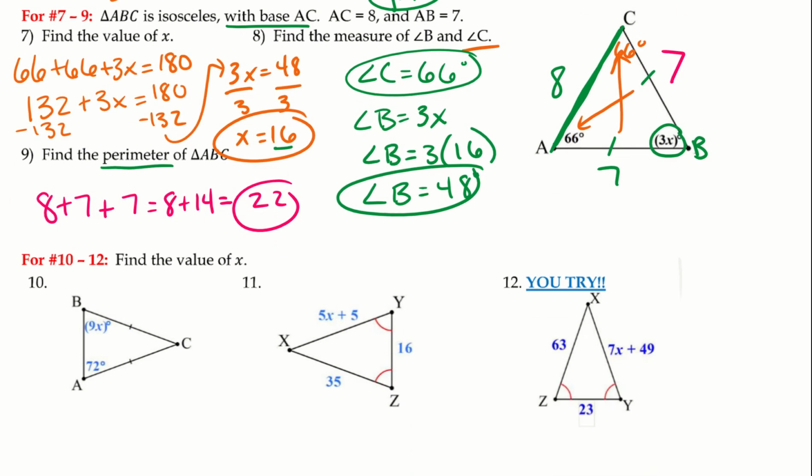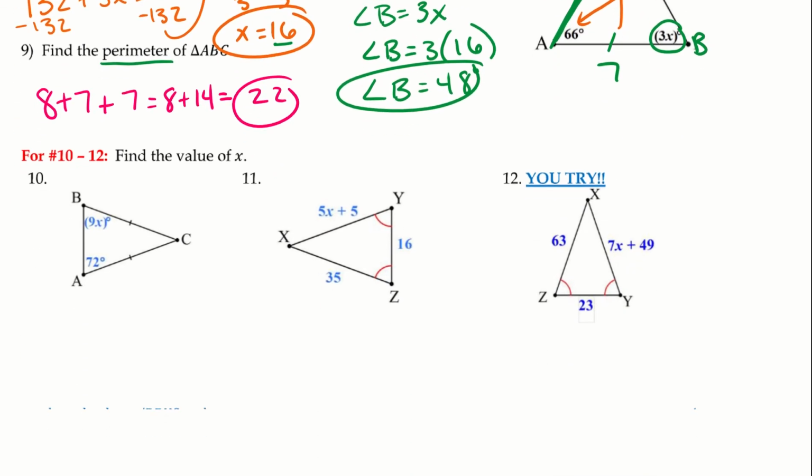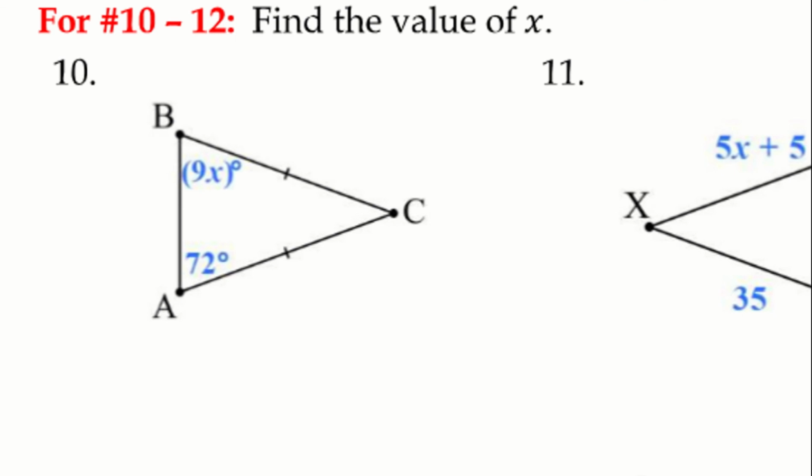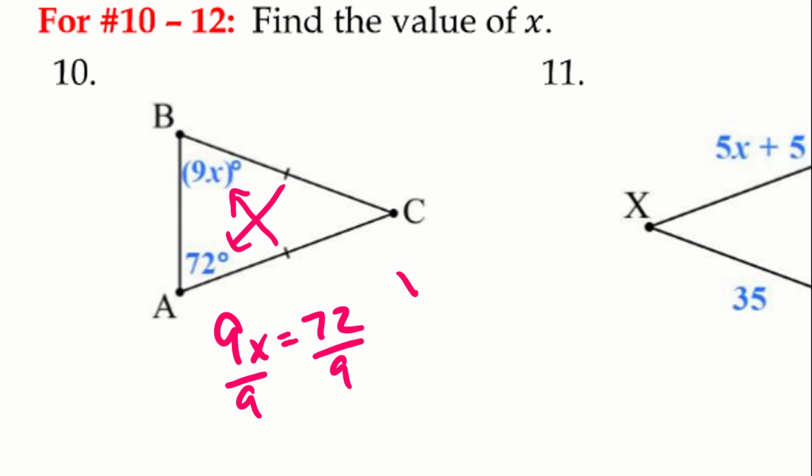Okay, let's go ahead and try some more. So find the value of x. We have our legs. I'm going to go ahead and draw my arrows. So those two angles are congruent. So 9x equals 72. Divide by 9. X equals 8.